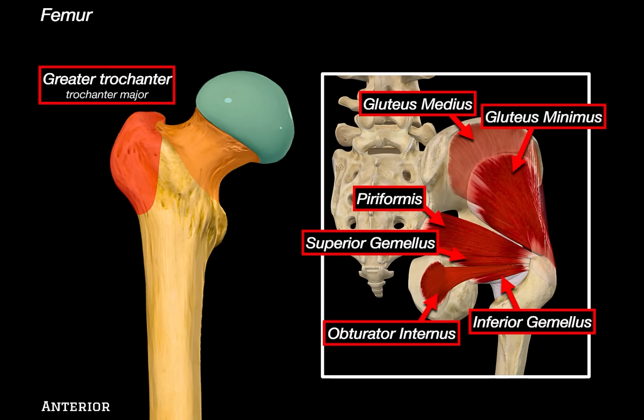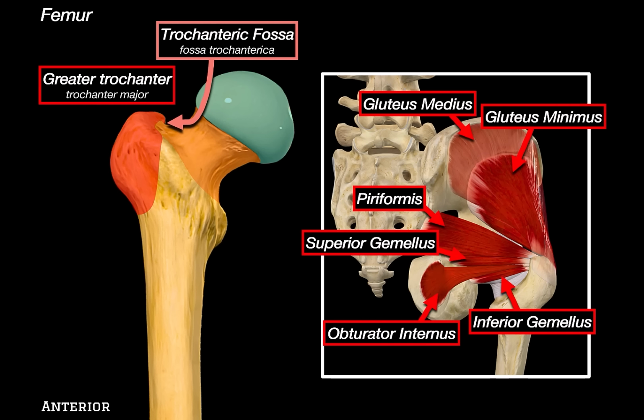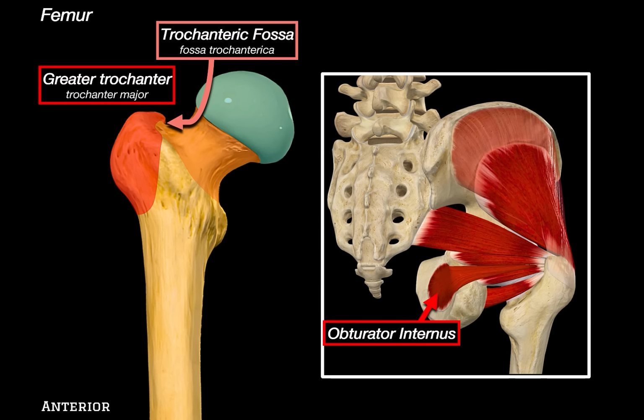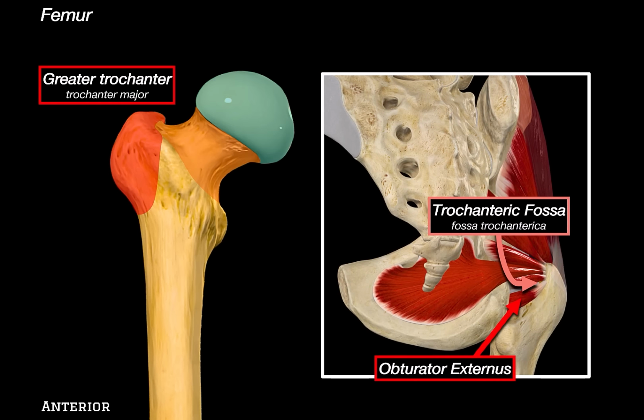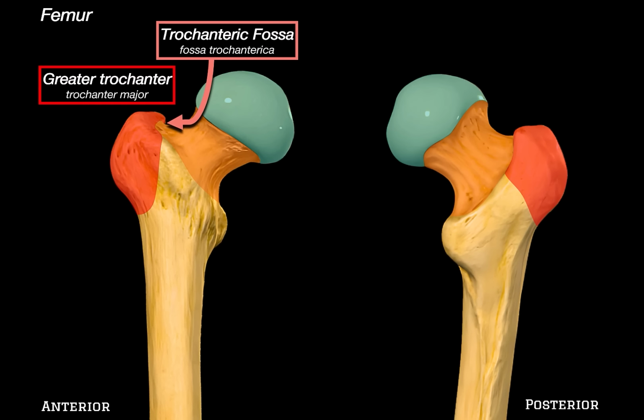But if you look closely, you will see the greater trochanter also forms something called the trochanteric fossa. What's interesting is, right on the opposite side of the obturator internus, we can see another muscle called the obturator externus. If we just tilt the femur slightly here, you can see how the external obturator muscle inserts right into this fossa.